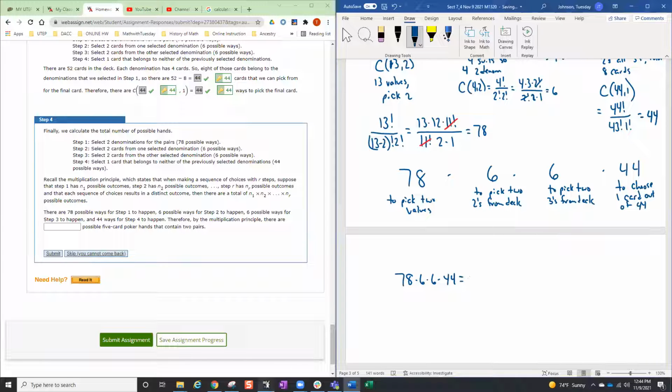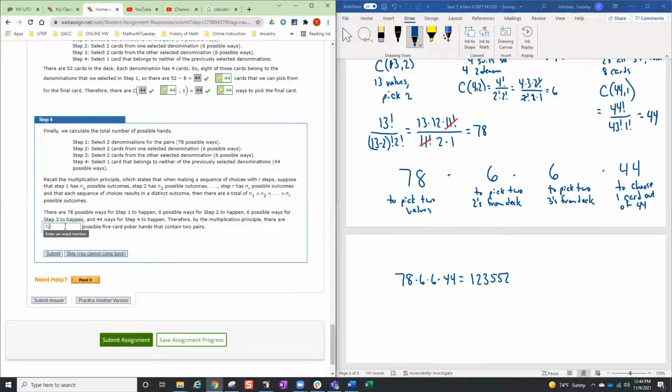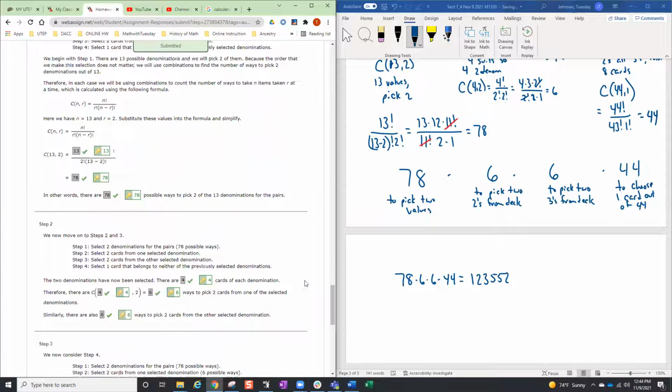So I'm going to pull out a calculator and not even think about trying to do that in my head. 78 times 6 times 6 times 44. 123,552. There are 123,552 different ways that you can get 2 pairs with a standard deck of cards.